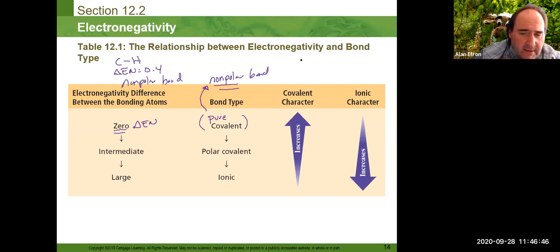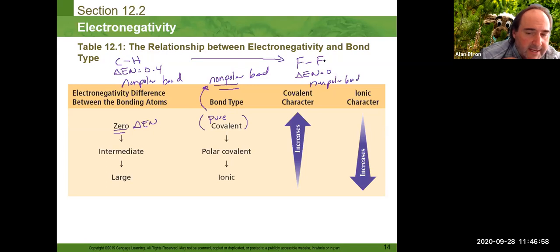And if you take something like fluorine, F2, the difference in electronegativity was exactly 0, also a non-polar bond. So the difference between these two non-polar bonds is, in the case of F2, with that 0, this one on the right would also usually or sometimes be classified as a pure covalent bond, because the difference is exactly 0. We get perfect equal sharing of electrons.